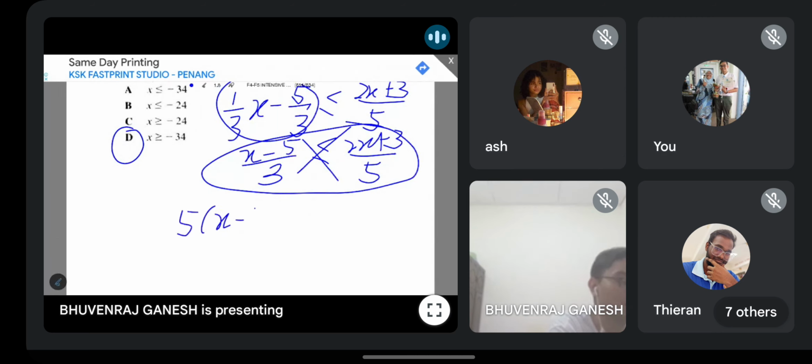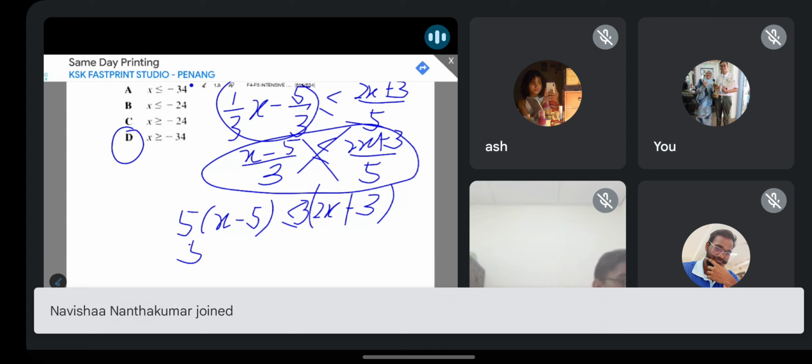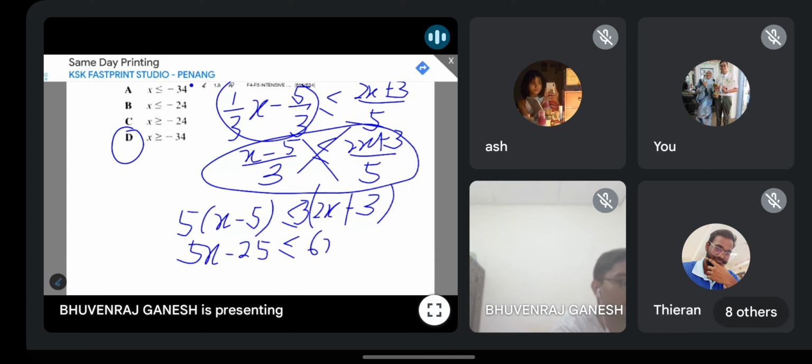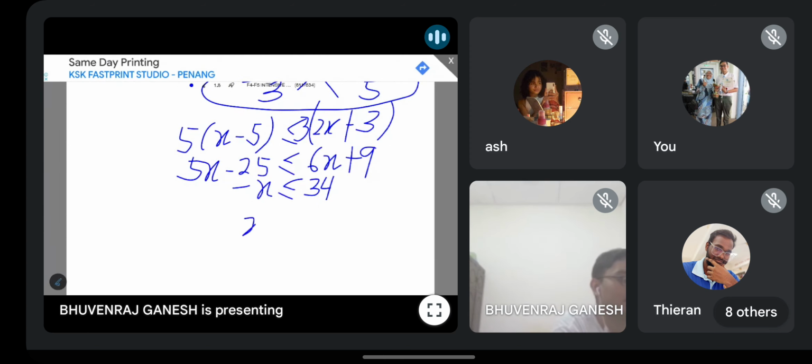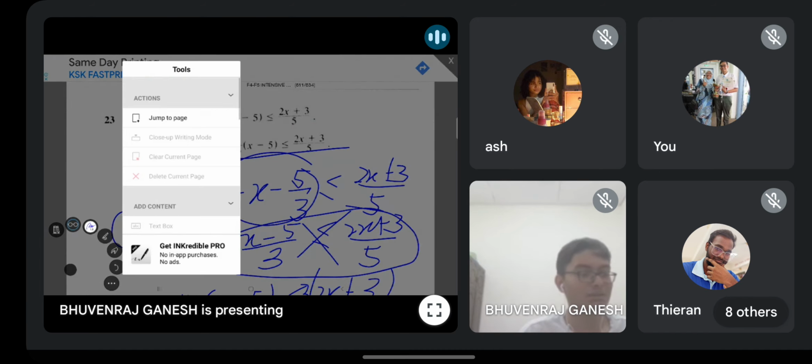Okay, so make sure you gather all the terms, and then 5x minus 25 means you will get negative. Wait, let me try to see. Oh, sorry, the 3 is missing here. This one also must be multiplied inside. 3 times 2x plus 2. So 5x minus 25 less than or equal to 6x plus 9. So negative x less than or equal to negative 34. Sorry, so I must plus 34. So guys, remember, switch symbol. Negative brought to the other side, must switch symbol. So you get x greater than or equal to negative 34. So this is the answer. So that's why your answer will be D. Okay, guys, clear? Any problem?